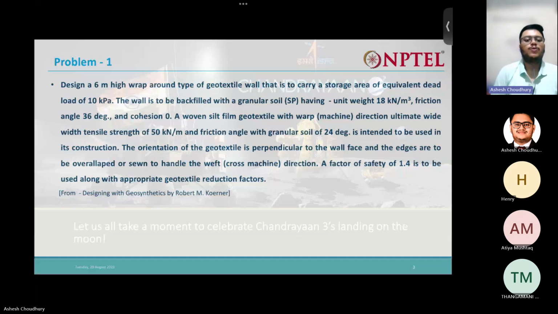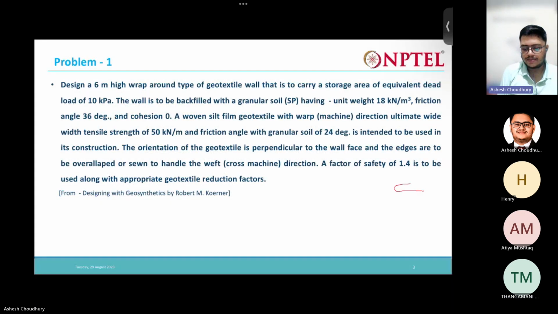So we are to construct a 6-meter high wraparound type geotextile wall. Wraparound means, if you remember, we'll be putting one layer of geotextile, and it's something like this. You put one layer of geotextile, then wrap it like that.